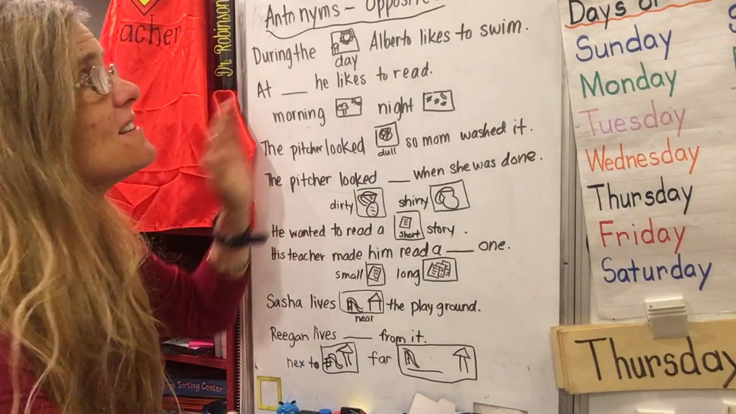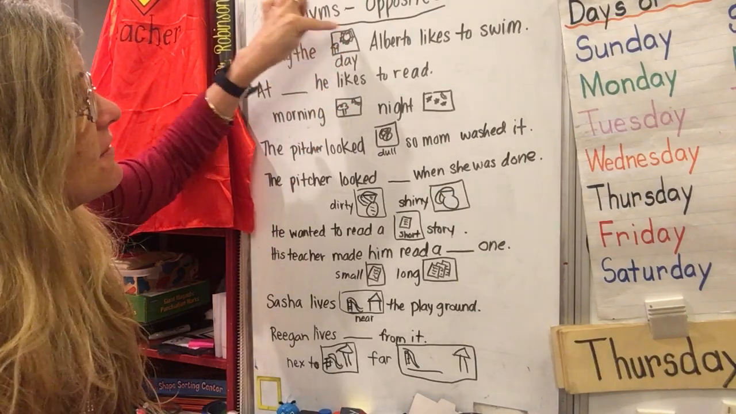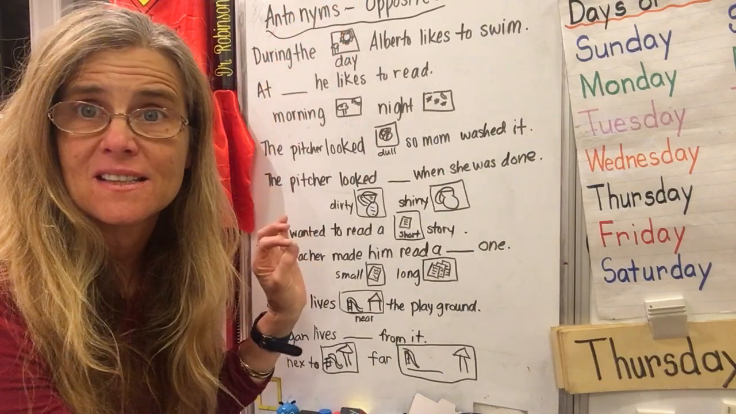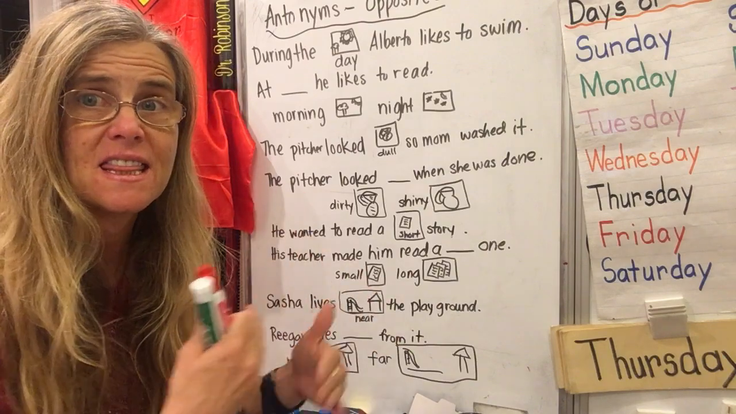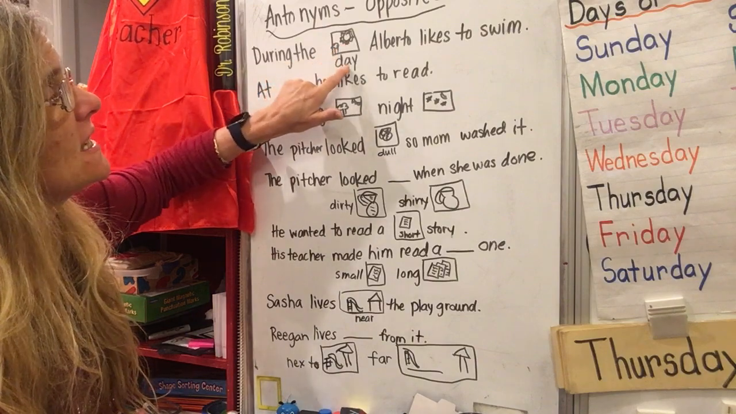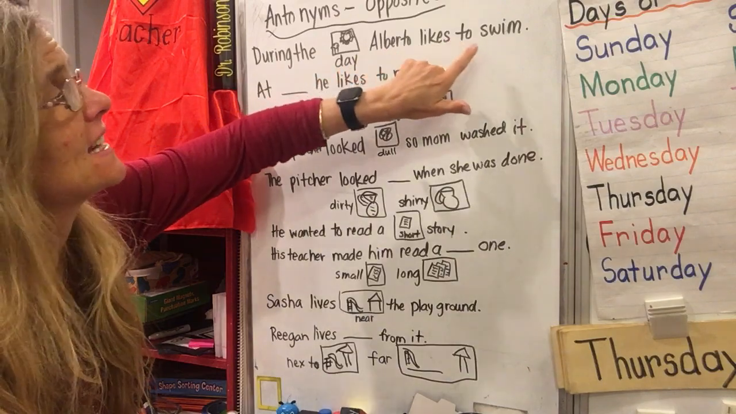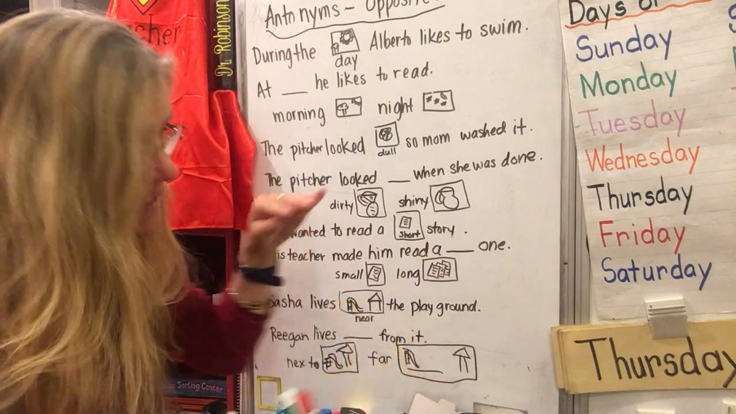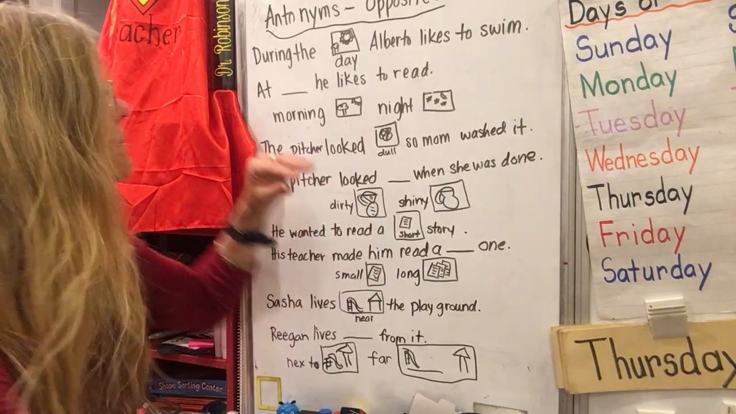Now remember, we're not defining the isolated information in the first sentence. We're finding its opposite. That's what's important. So listen to what I said, process it and think. During the, and you see a sun and a house, and what's showing is the day. During the day, Alberto likes to swim. So what does he do during the day? He likes to swim. And when does he swim? During the day, when the sun is out.